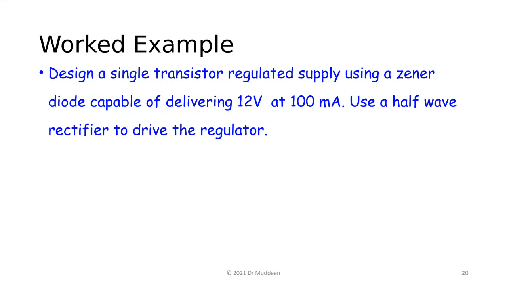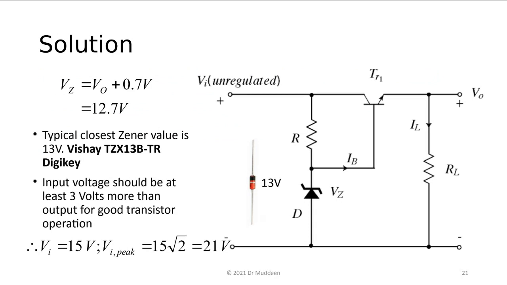So we have a Zener diode capable of delivering 12 volts at 100 milliamps. So design a regulator now. Design a single transistor regulated supply using a Zener diode, where the power supply is capable of delivering 12 volts at 100 milliamps. And we're going to use a half-wave rectifier, just to make the problem a little more interesting. All right.